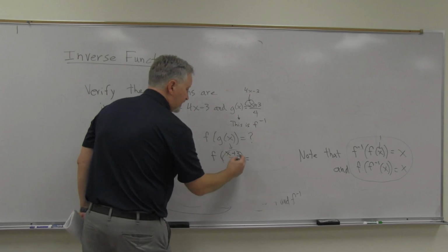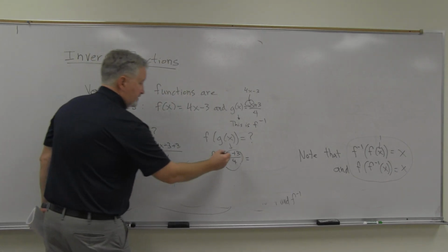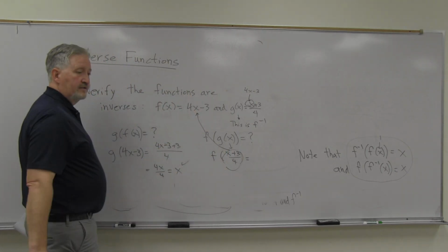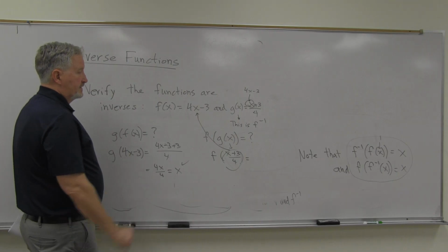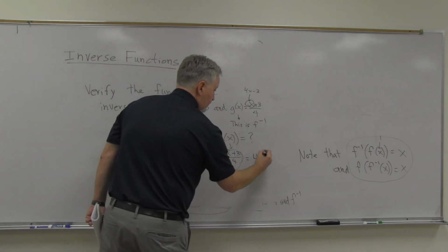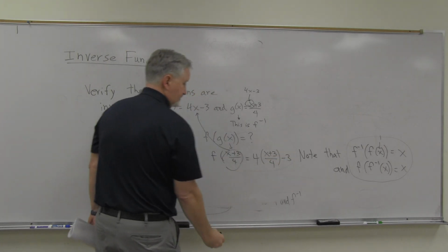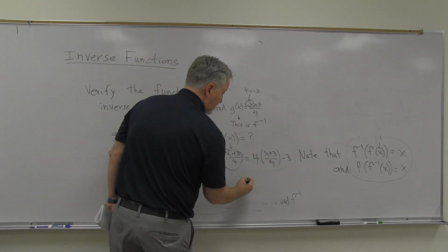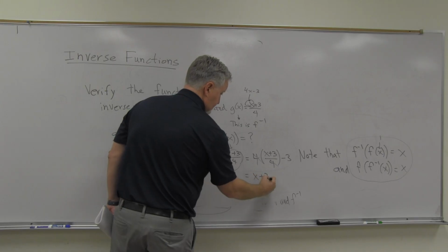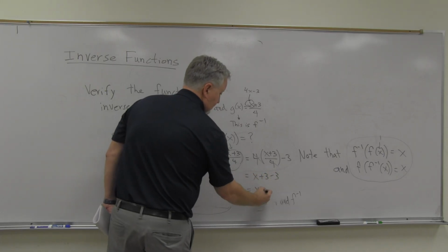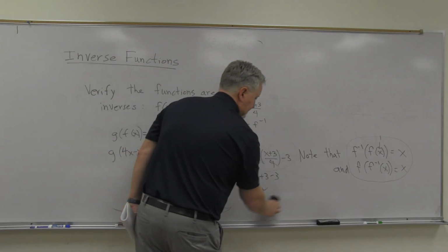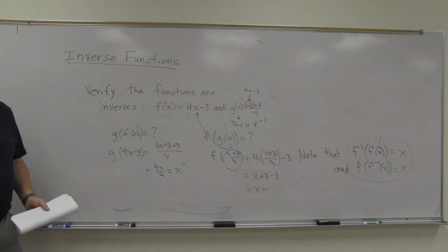Well, now we're plugging into the f function, x plus 3 over 4. So it'd be 4 times that, 4 times the x plus 3 over 4, minus 3. And sure enough, 4's cancel, so you have x plus 3 minus 3. That winds up being x. So that's what they want you to do on those.